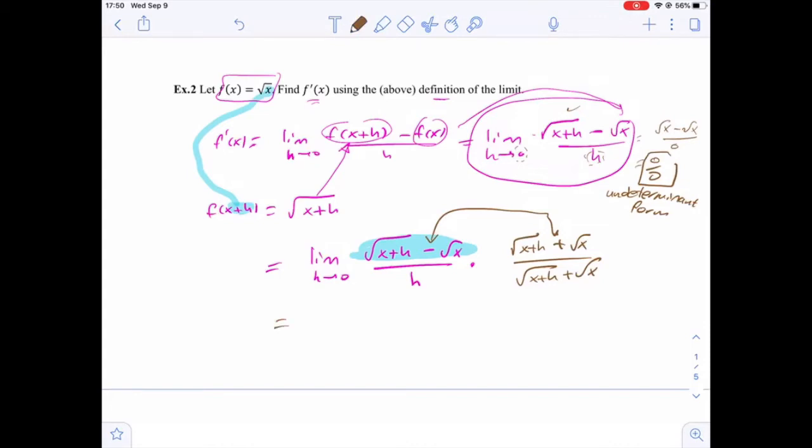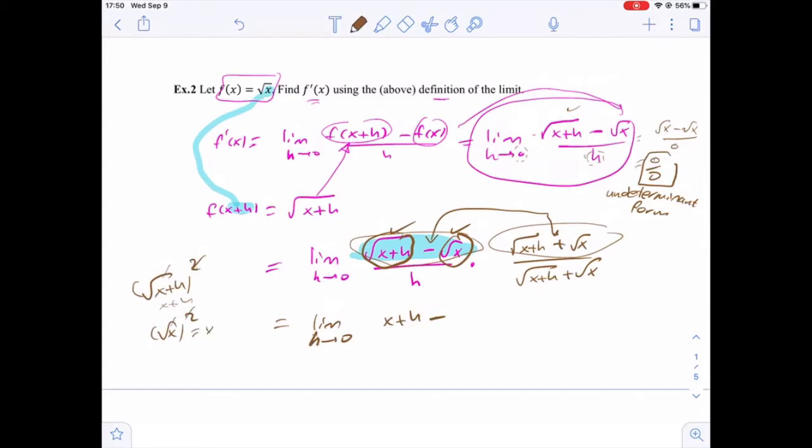Now what is the importance of the conjugate? When we multiply an expression by its conjugate, we get the square of the first minus the square of the second. What does that mean? We just remove the square root, and we get x plus h, because we square the square root of x plus h. Minus, when we square the square root of x, we get x, because we cancel the 2 with the square root. And we divide by h, but we still have some expression here.